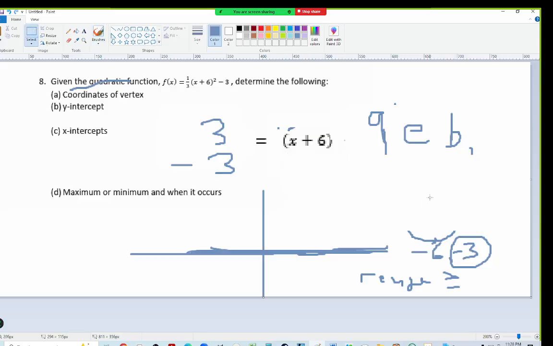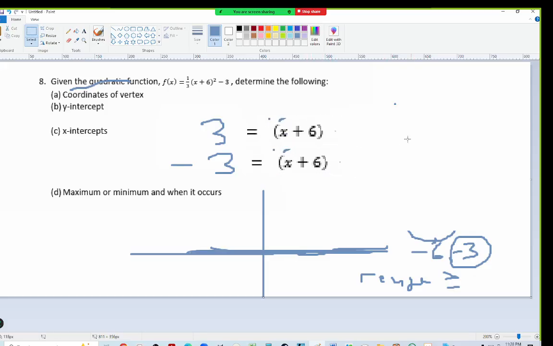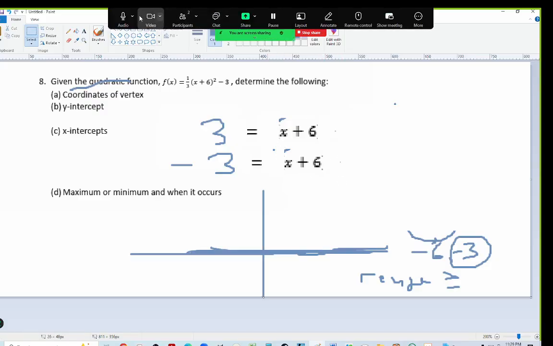That's the problem. So I'm left with this: the top one I've got to solve, and the bottom one I've got to solve. We got rid of the brackets, so we start all over again. What's harassing x? 6. So I should subtract 6 from both sides. This one I get 3 minus 6, which is -3. So that means x is equal to -3.